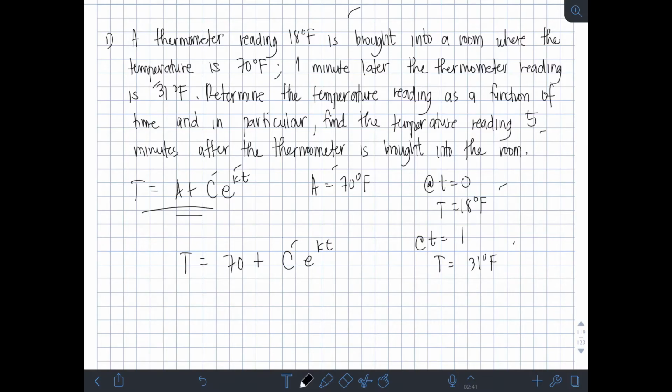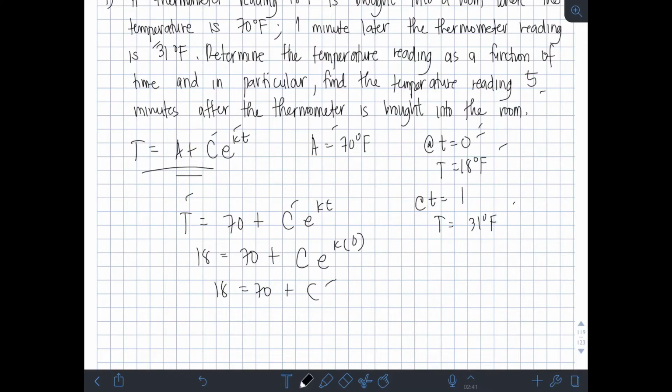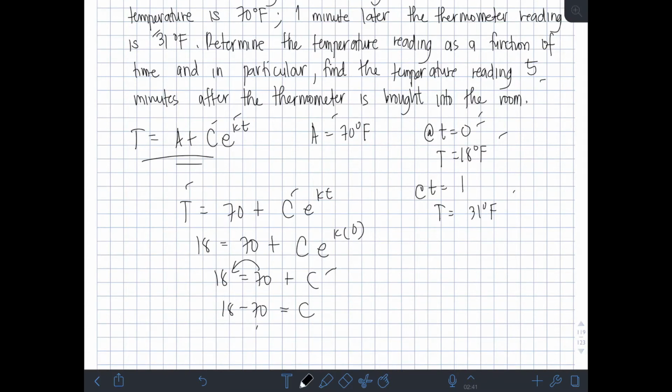Substitute natin yung T na 0 tsaka yung 18 degrees Fahrenheit sa capital T. So, we have 18 is equal to 70 plus C e raised to K times T is 0. So, 18 equals 70 plus C. E raised to K times 0 is E raised to 0 or 1. So, parang cancel na si E. So, ito na lang. Masasolve na natin si C kapag tinranspose lang natin tong 70. 18 minus 70 is equal to C, or 18 minus 70 is what? Negative 52. So, C is negative 52. Okay, so meron na tayong C.